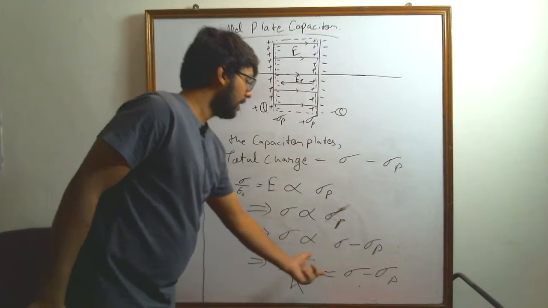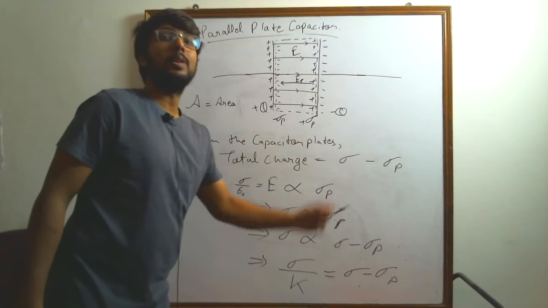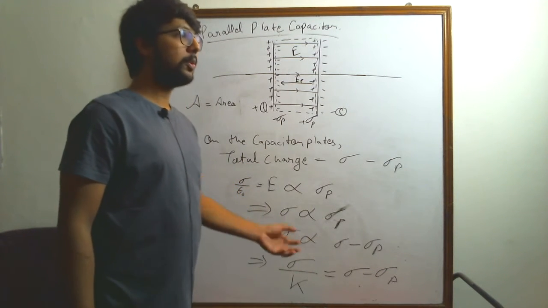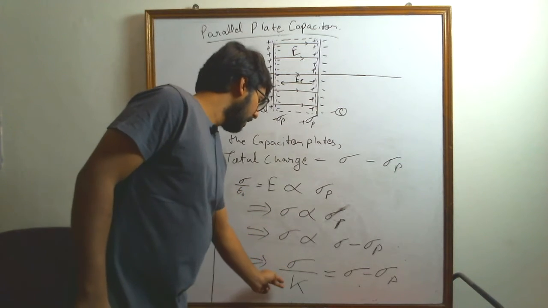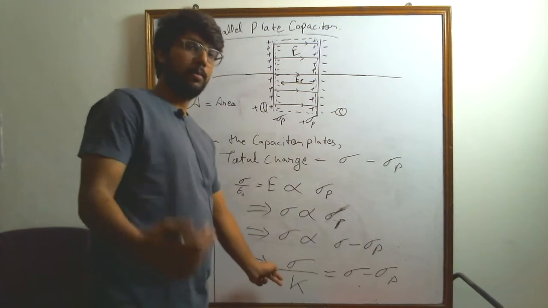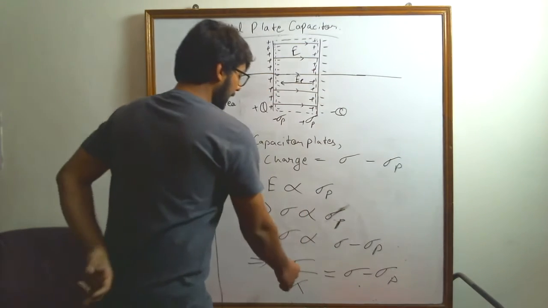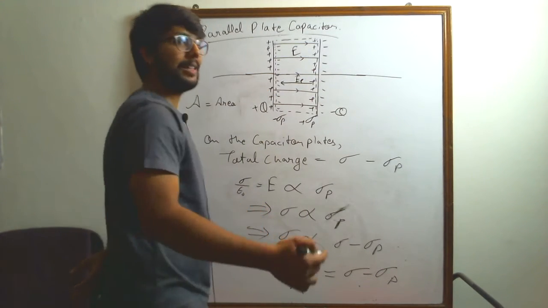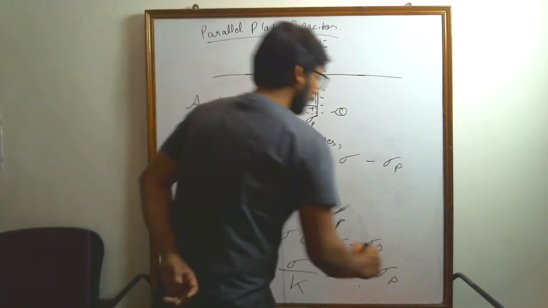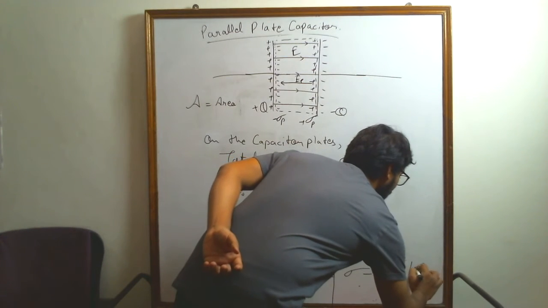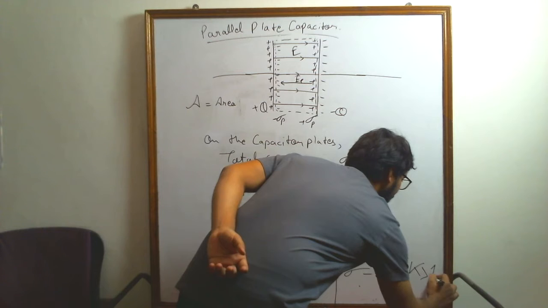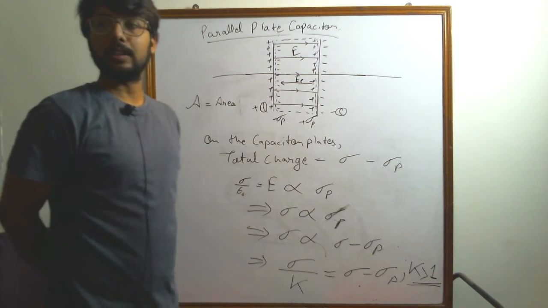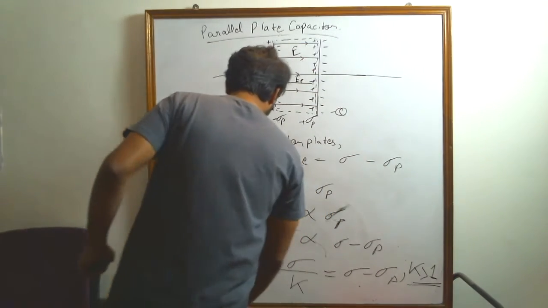Sigma minus sigma p will be less than sigma itself. That means it should be in decimals. That means to take a positive whole integer, if k is greater than 1, then this amount will be less than 1. So, an important criterion is that k is greater than 1.